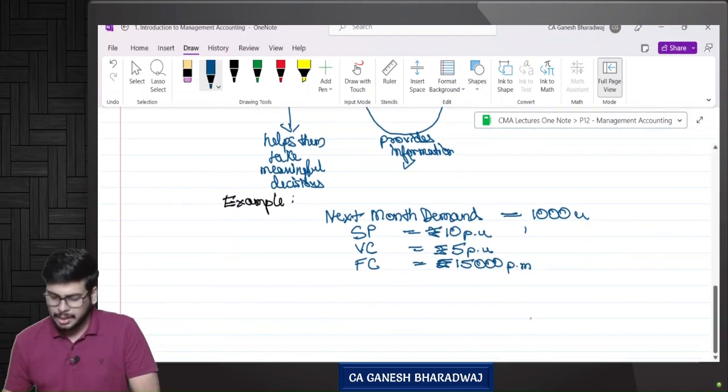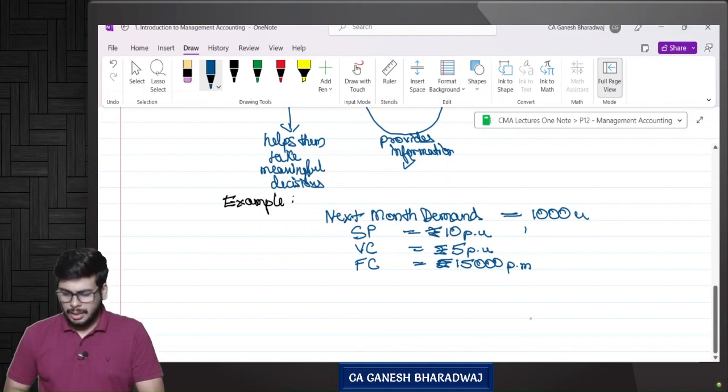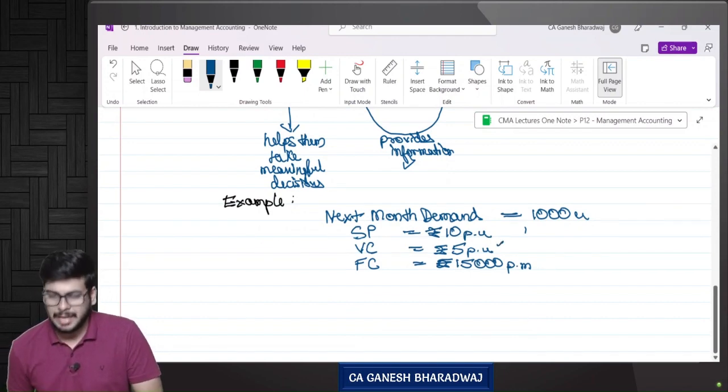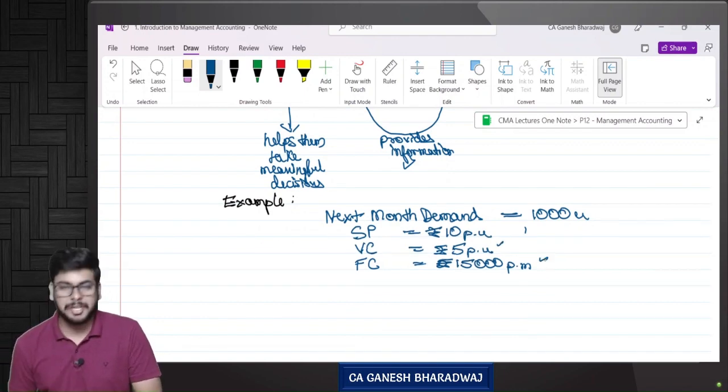Okay, fine. Now, variable cost 5 rupees per unit, fixed cost 15,000 rupees per month. Basically, what do you mean by a variable cost?